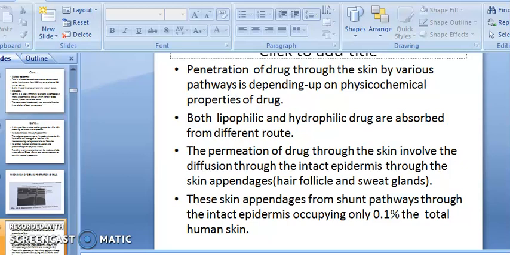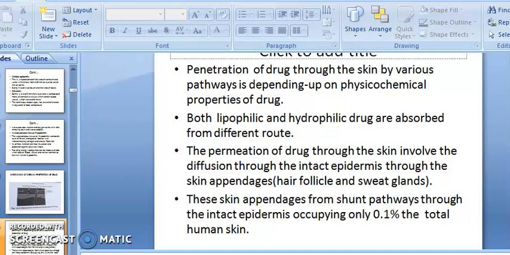The penetration of drug through the skin is inward, by diffusion through the intact epidermis or through the skin appendages, that is nothing but hair follicle and sweat gland. The penetration of your drug takes place inward through a diffusion process, at your epidermis layer, and at the hair follicle and sweat gland it can diffuse or penetrate.